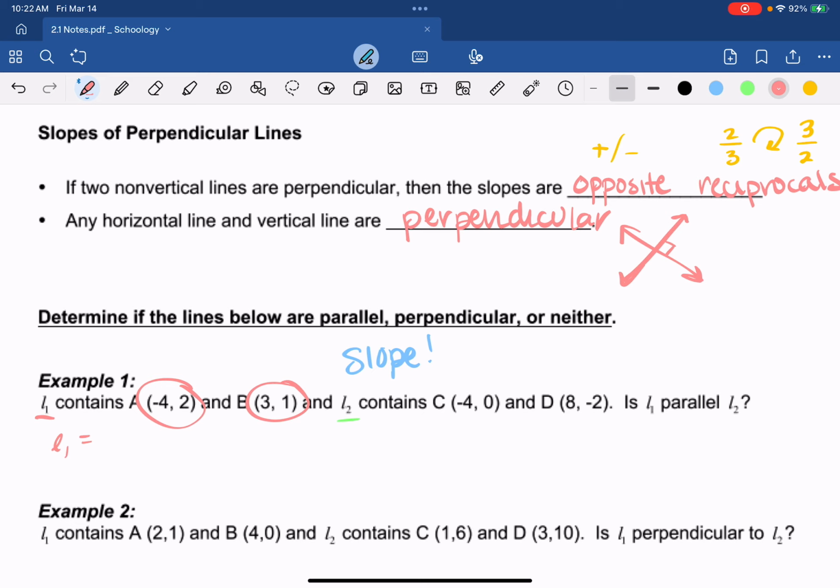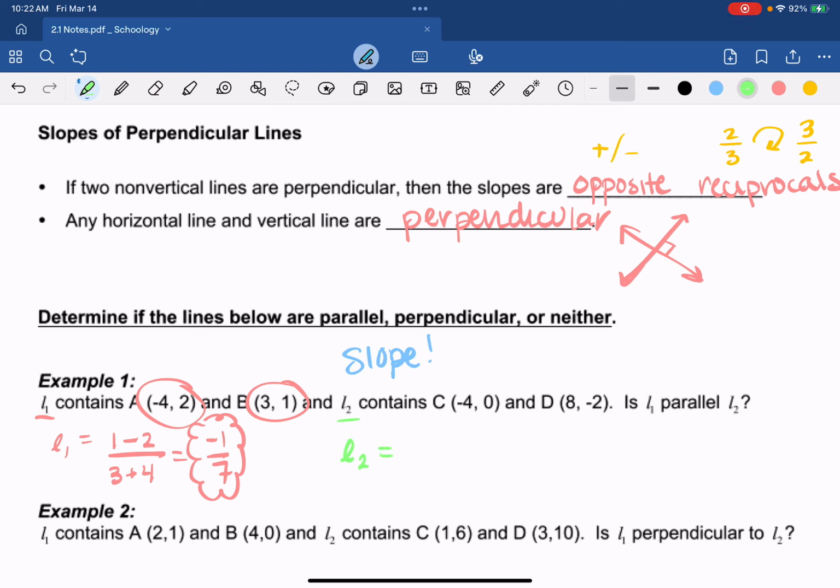If I'm finding the slope for this one, I'm going to do 1 minus 2 over 3 plus 4, and I'm going to solve that. I get negative 1 over 7. So that's the slope for line 1. Let's just put that in a little thought bubble because that's not our answer. We're just thinking about what our slope would be.